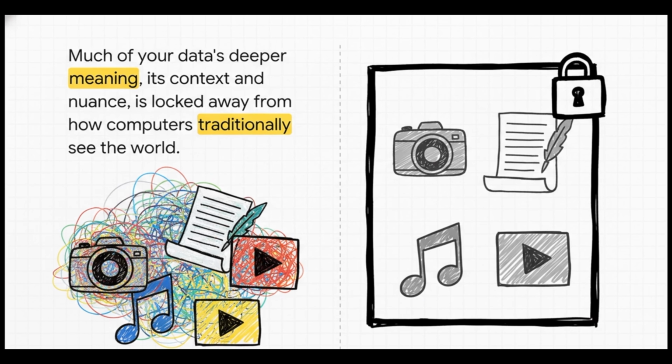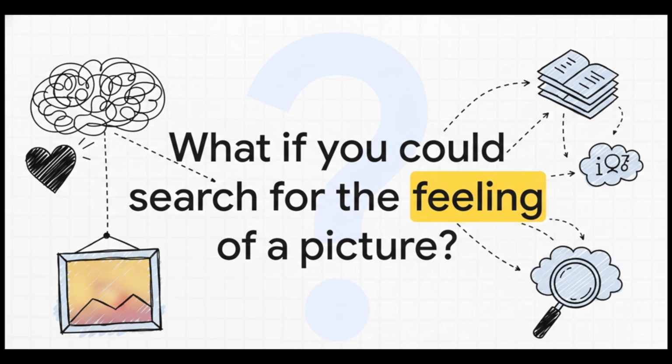The vector database. Every single day, we're generating this absolute mountain of data: photos, documents, songs, you name it. But here's the thing. For a traditional computer, all the deep meaning, the context, the feeling behind that data is pretty much locked away in a box. It can't open. So what if you could actually search for that feeling in a picture? Or the concept buried inside a huge document? Well, that's exactly what we're going to explore.